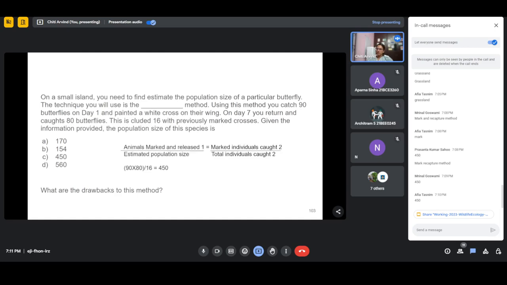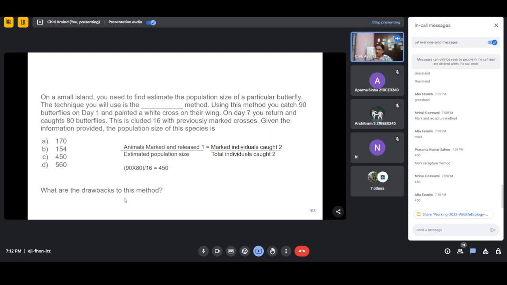Okay, so I actually have the formula written out here. Basically, the mark and recapture formula says animals marked and released in the first instance is equal to the number of marked individuals caught in the second instance over the total number of individuals caught in the second instance. So your animals that were caught and marked in the first instance were 90 butterflies. And when you return and you catch 80 butterflies, that's the total number of individuals caught in the second phase, which is 80 butterflies.